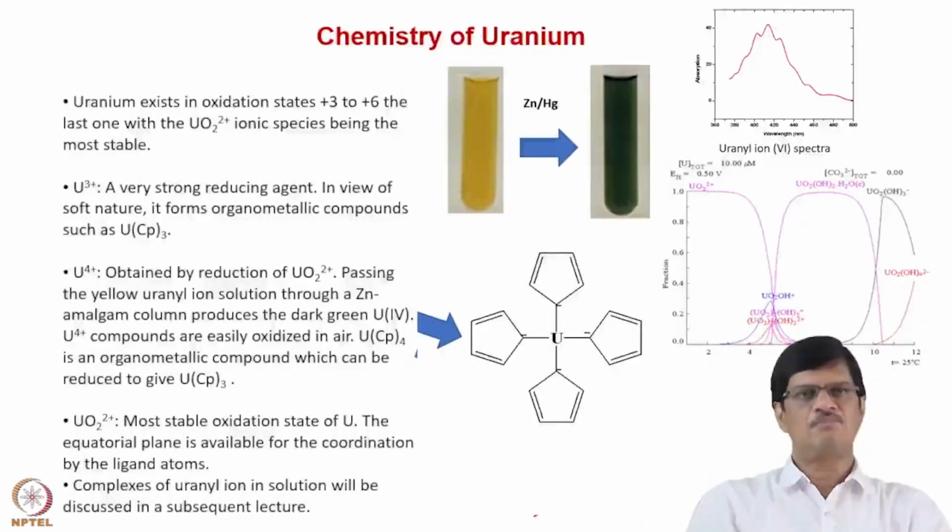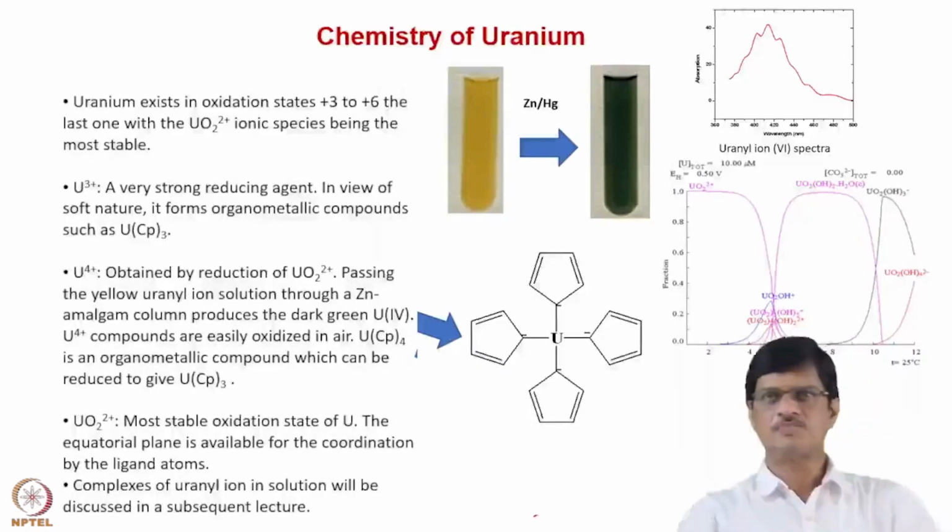As I mentioned, the uranium +6 oxidation state, that is UO2 2+, is the most stable oxidation state of uranium. In this case, you have uranium with 2 axial oxygens, and there is an equatorial plane which is available for coordination by the ligand atoms. So complexation of the uranium ion in solution will be discussed in a subsequent lecture.